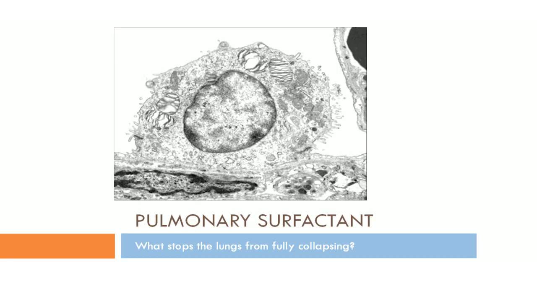In the last video, we talked about some of the things that help the lung recoil to a smaller size, that being the elastin within the lung tissue, as well as the surface tension generated by the water molecules that line the alveolus. But the question is, if these things draw the alveolus back to a smaller size, what actually stops them from collapsing? And so for that reason, we now need to introduce the concept of pulmonary surfactant.